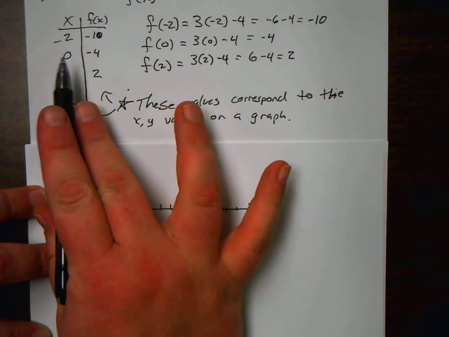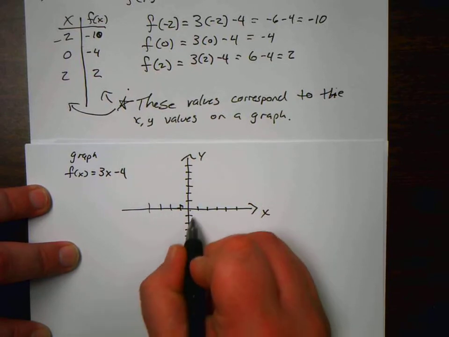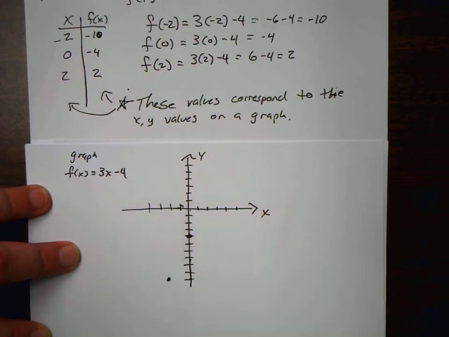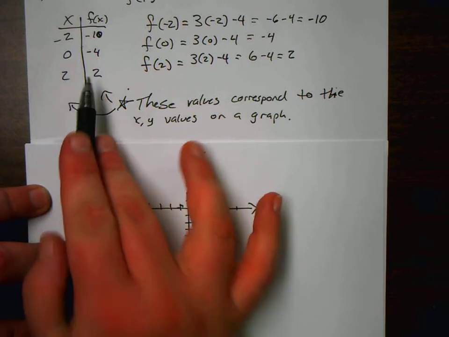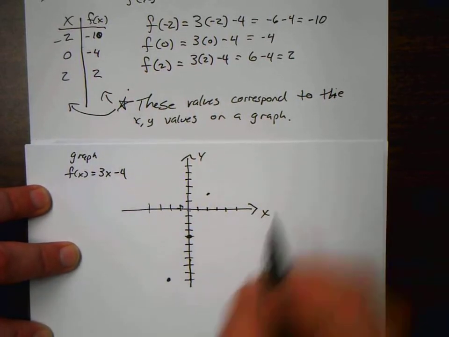Then we have 0, negative 4. So 0 in the x, negative 4 in the y. 1, 2, 3, 4. Here we are. 2 in the x and 2 in the y. So 2 in the x, 2 in the y here.